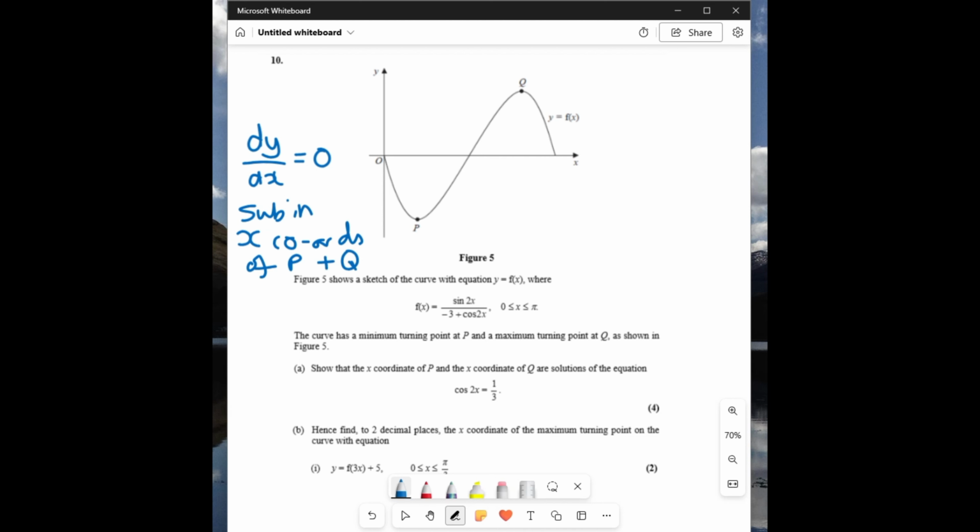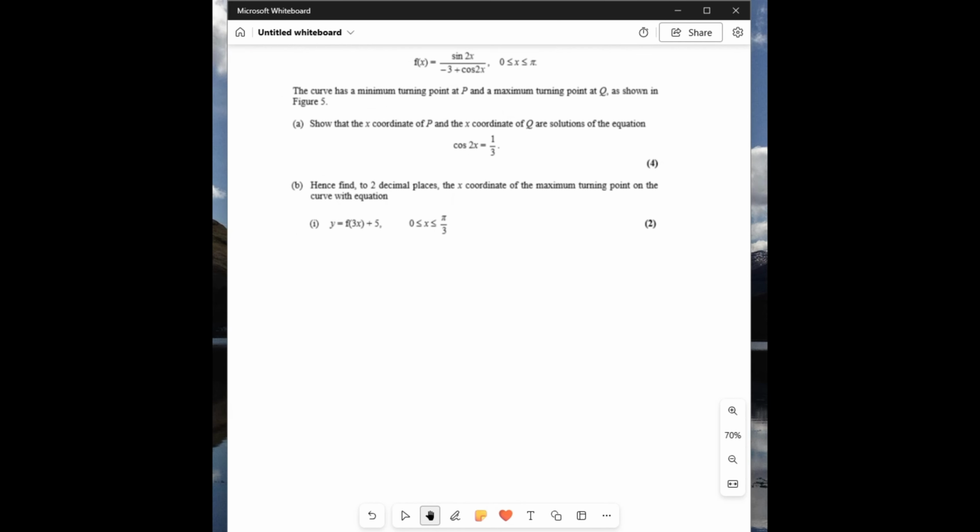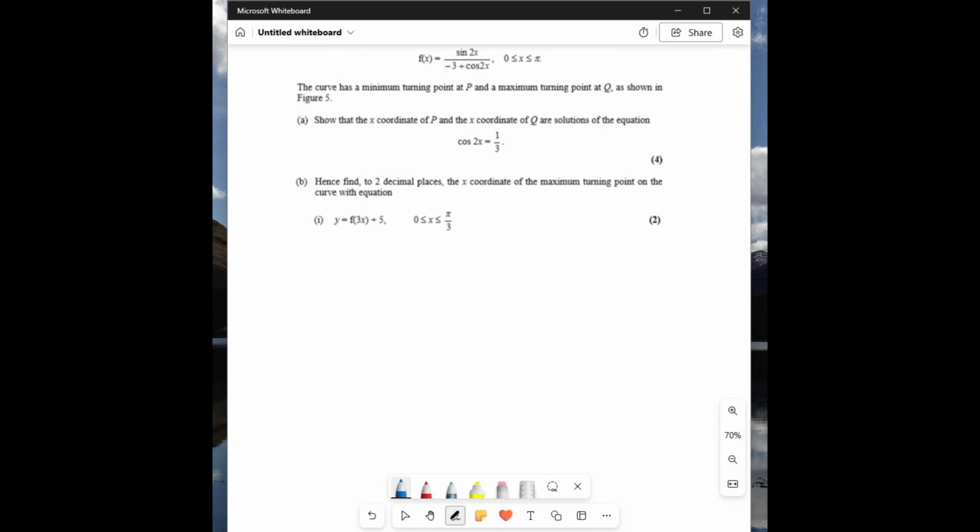So what we're basically being asked to do for this first part is to differentiate the curve, set it equal to 0, and show that it will equal that, because that would give us the solutions where the x-coordinates of P and Q would be the solutions to those equations. So let's have a go at that. There's our f of x at the top there. I'm just going to call it y, because we're a bit more used to seeing that notation. So it's equal to sine of 2x over minus 3 plus cos of 2x.